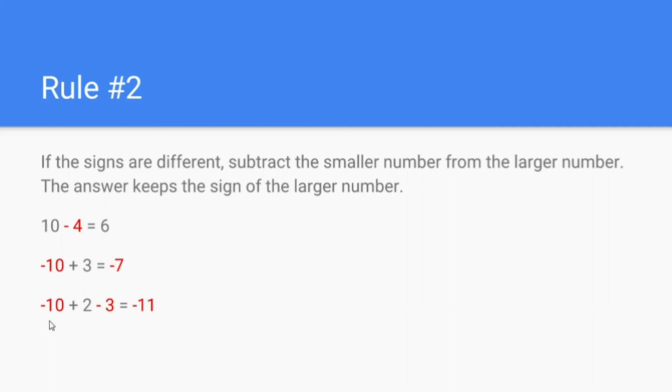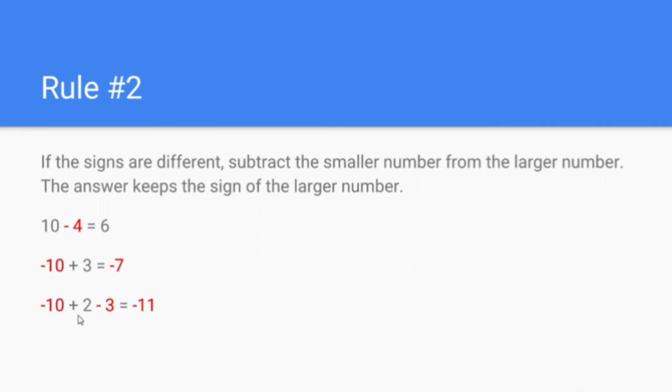Here's an example where you have multiple negatives. Negative 10 plus 2 minus 3 equals negative 11. Look to the left. A negative 10, a negative 3. I'm going to combine those two because they are the same sign. 10 plus 3 is 13, so our answer keeps the sign of a negative 13.